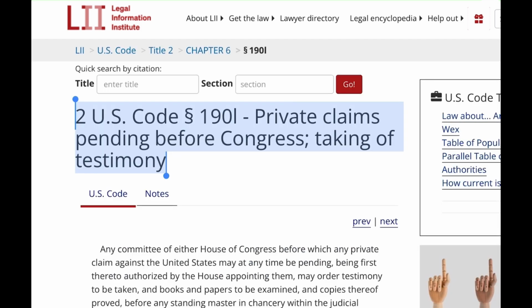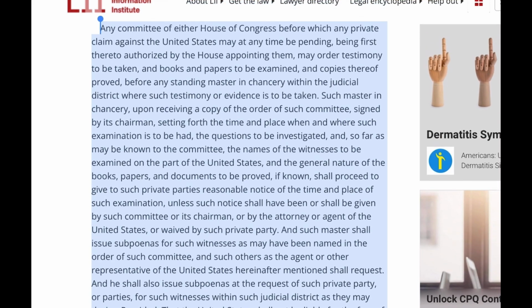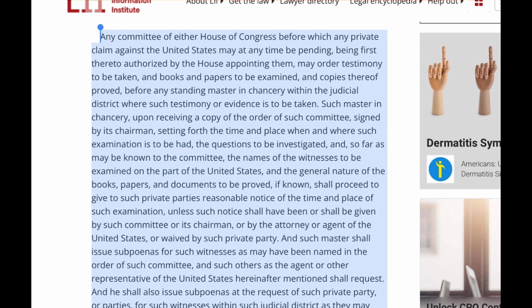2 U.S. Code Paragraph 190h, Private Claims Pending Before Congress, Taking of Testimony. Any committee of either House of Congress before which any private claim against the United States may at any time be pending, being first thereto authorized by the House appointing them, may order testimony to be taken, and books and papers to be examined, and copies thereof proved, before any standing master in chancery within the judicial district where such testimony or evidence is to be taken.